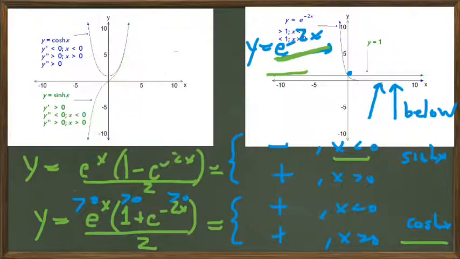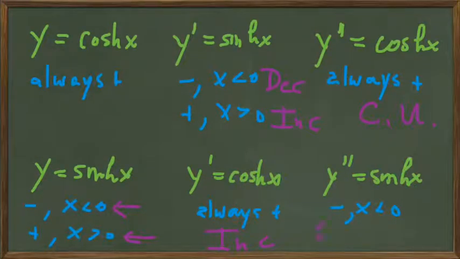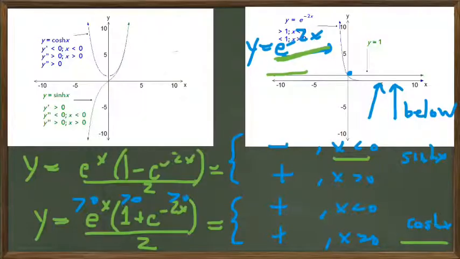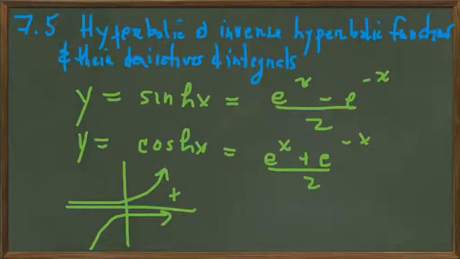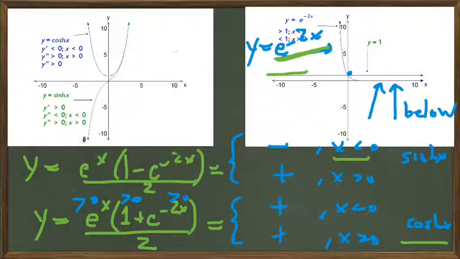And then finally, its concavity: it's concave down when x is less than 0, and it is concave up when x is greater than 0, and the graph of the function is concave down on this section and concave up on this section. So we've done the derivative analysis for the functions cosh x and sinh x.